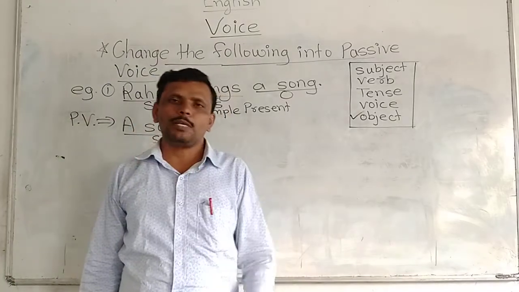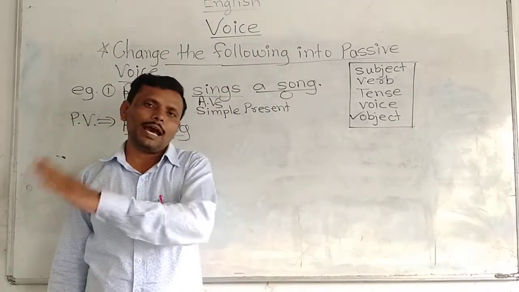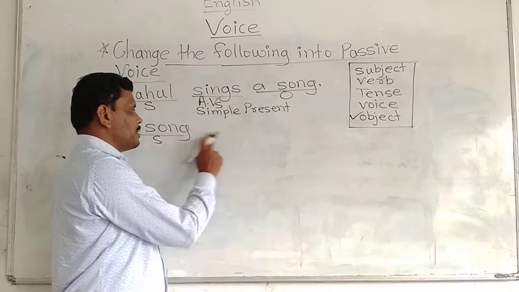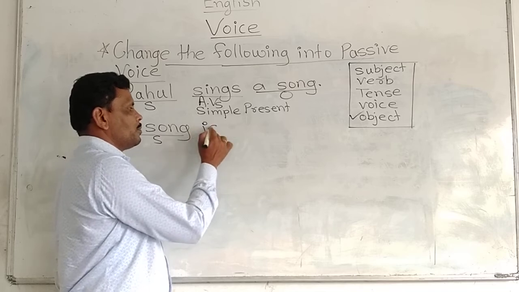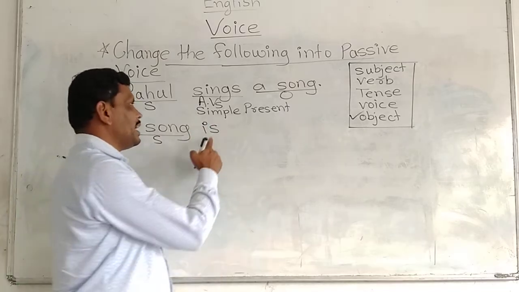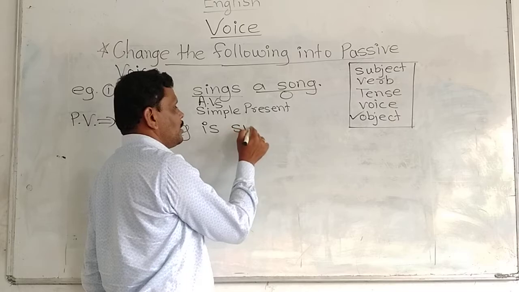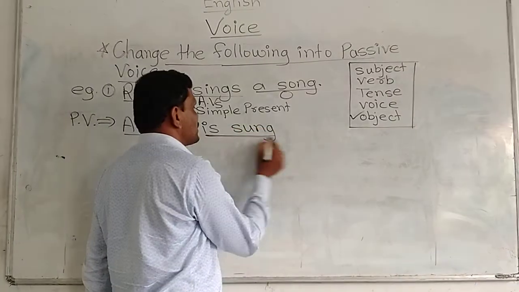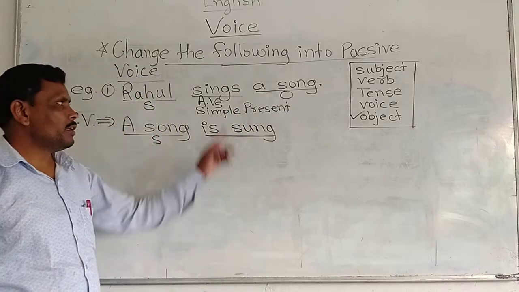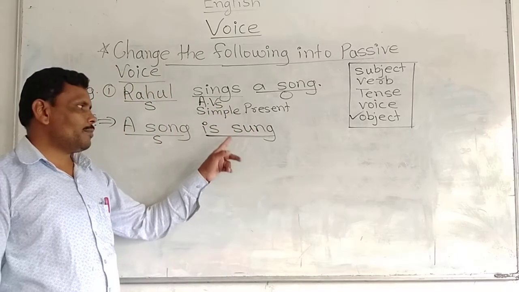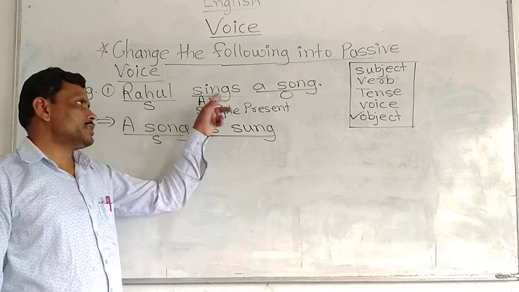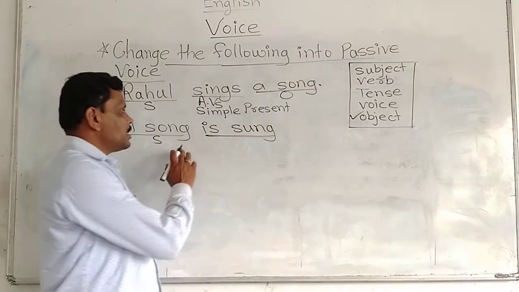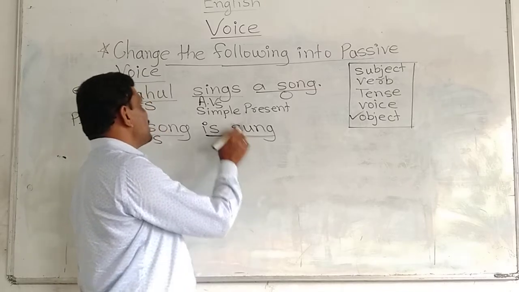What is the passive form of simple present tense? Am, is, are plus V3, right? A song is a singular subject, so after this singular subject we should place is, then V3 of sing. V3 of sing is sung. Is sung is the passive form of the verb. V1 is the active form and is sung is the passive form. Simple present tense is used in both examples. A song is sung.